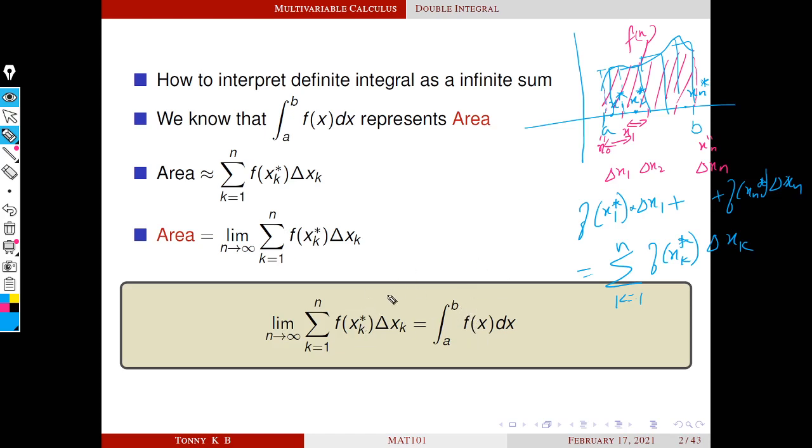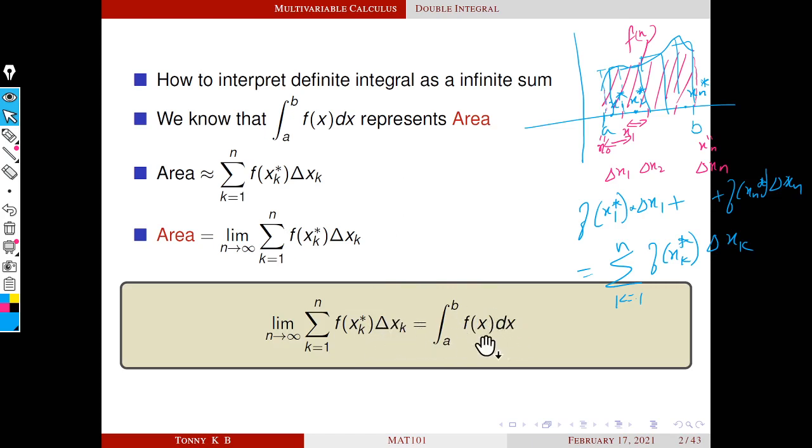That means the double integral is a generalization of this type of infinite sum. First of all, we are going to introduce this type of infinite sum, then we denote that infinite sum as a double integral, similar to this single integral. So in this representation, this f of xk star becomes f of x under the integral sign, and this delta xk becomes dx.